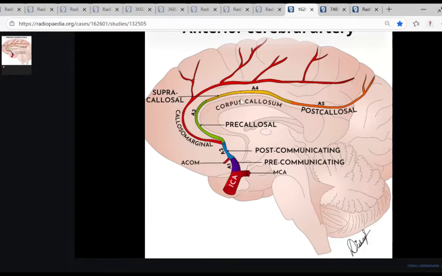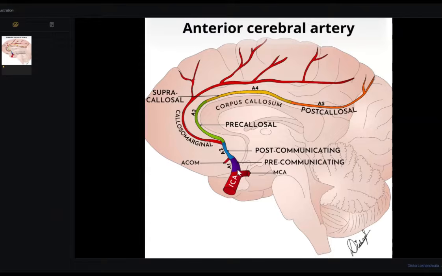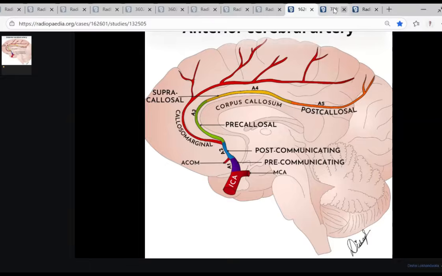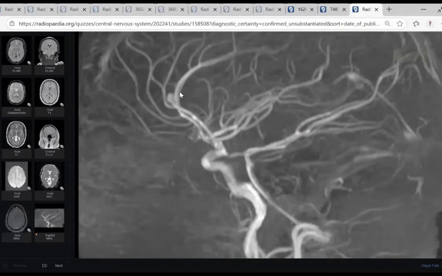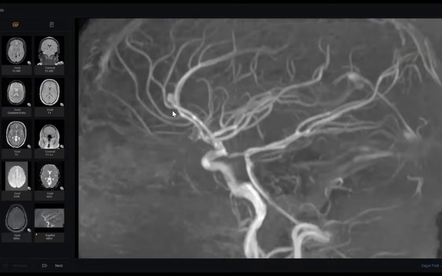ACA has 5 segments. It is not too much important, but for your knowledge, it has pre-communicating, post-communicating, and this part, this is pericallosal, and this one supracallosal, and this one post-callosal. So the aneurysm here is in the pericallosal portion. This is very important for people who work in interventional radiology to know the exact segment.